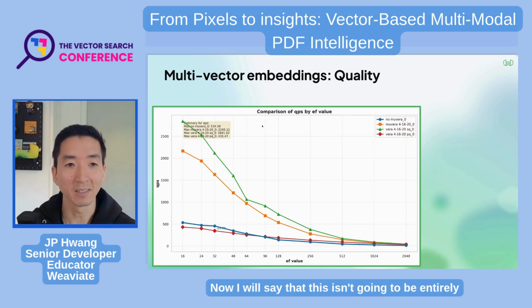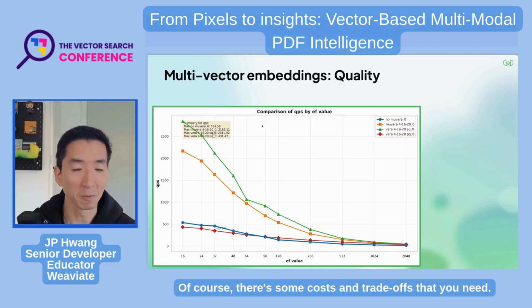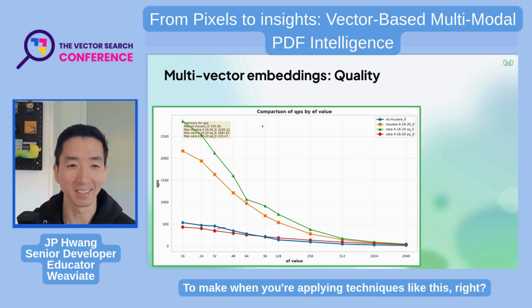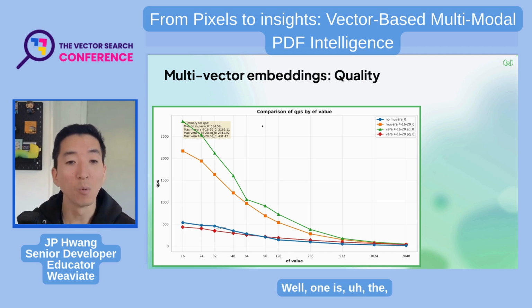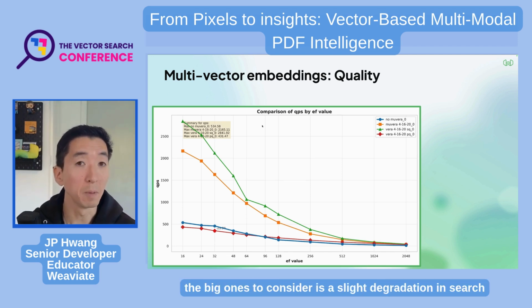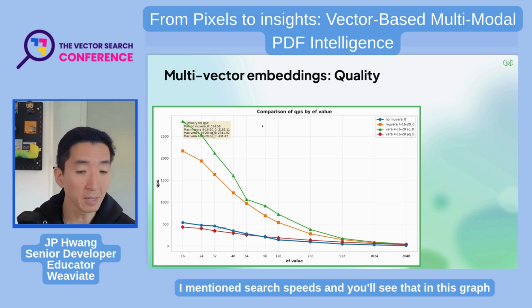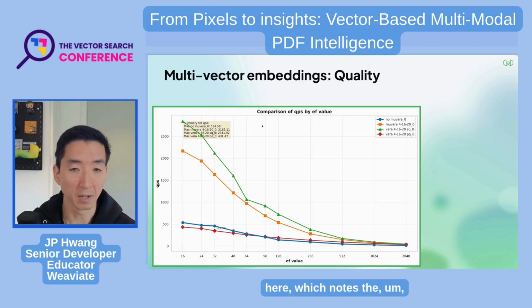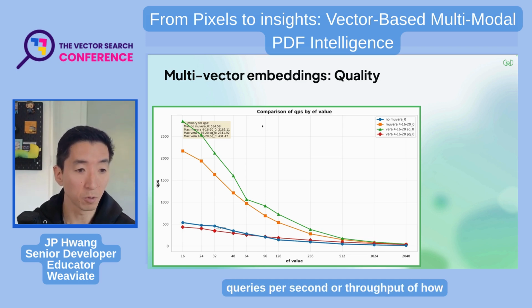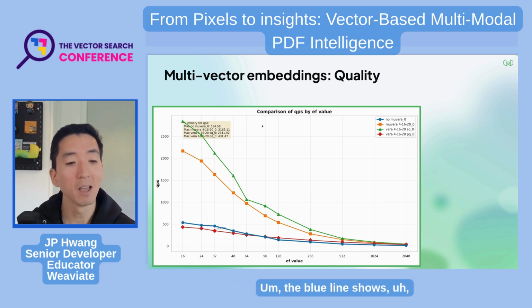Now, I will say that this isn't going to be entirely free. Of course, there are some costs and trade-offs that you need to make when you're applying techniques like this. So what's the cost? The big one to consider is a slight degradation in search quality. I mentioned search speeds, and you'll see that in this graph, which notes the queries per second, or throughput, of how many searches you can do in a second.